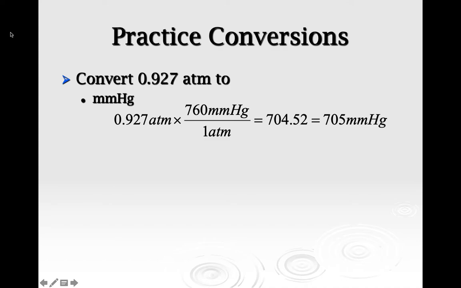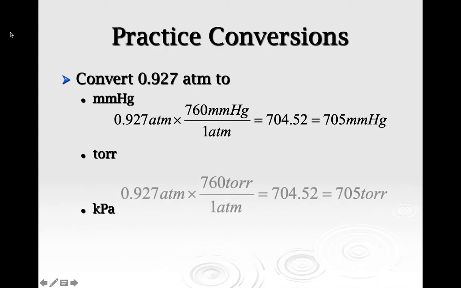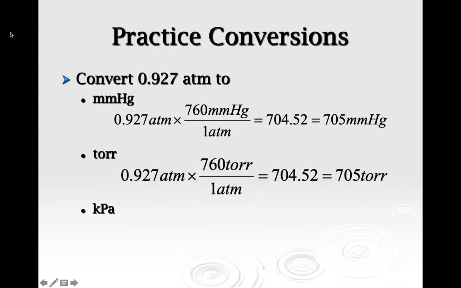So I get atmospheres to cancel, and I put 760 millimeters of mercury in the numerator and 1 atmosphere in the denominator, and I would multiply those two, sig figs matter, to get 705 millimeters of mercury. If I want to convert it to torr, it's actually the exact same thing. So 0.927 times 760, 705 torr.